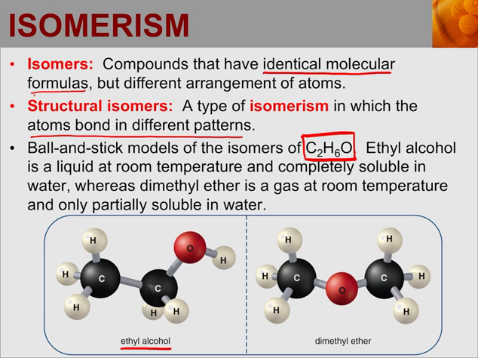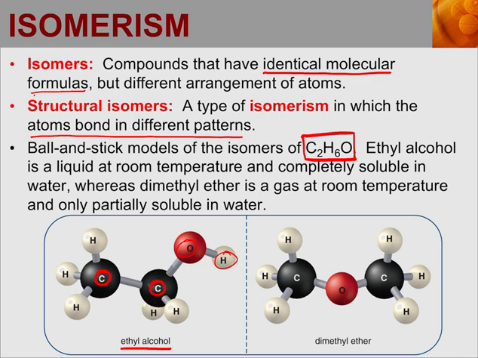So the first one is called ethyl alcohol, and we'll learn how to name compounds later, so don't worry about the name. But we have 2 carbons right next to each other, and each of them has enough hydrogens to give them 4 bonds. But the second carbon is also bonded to an oxygen, which will be bonded again to a hydrogen.